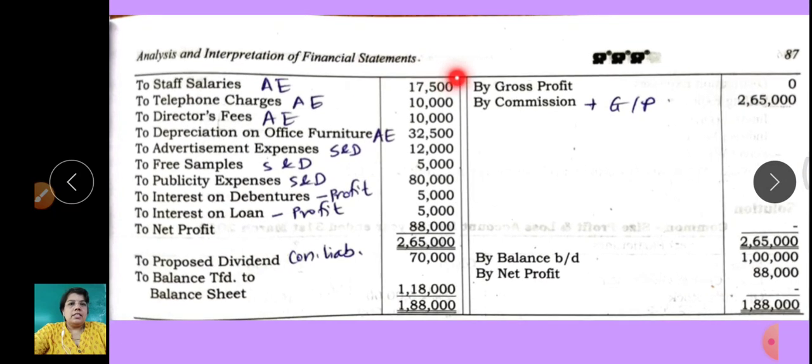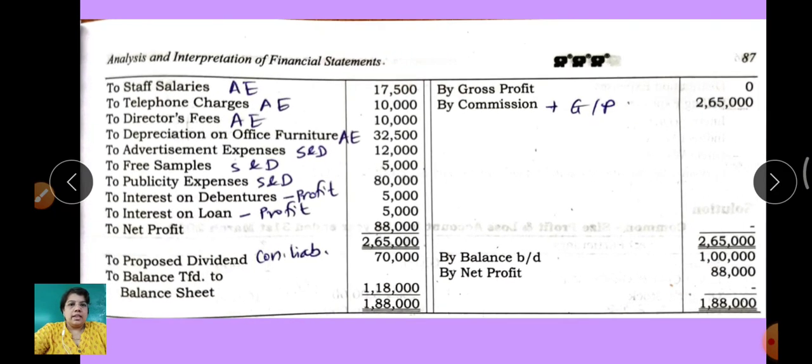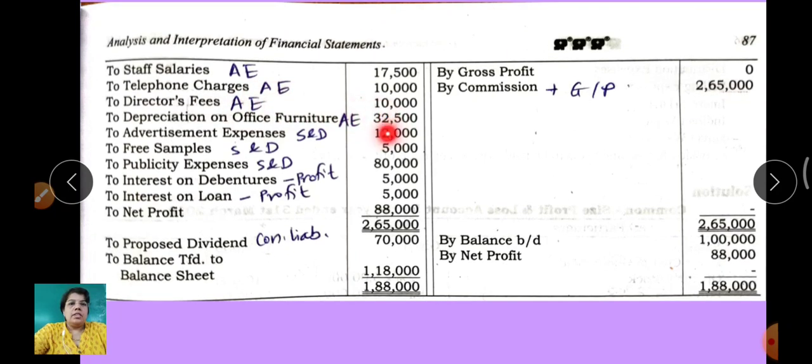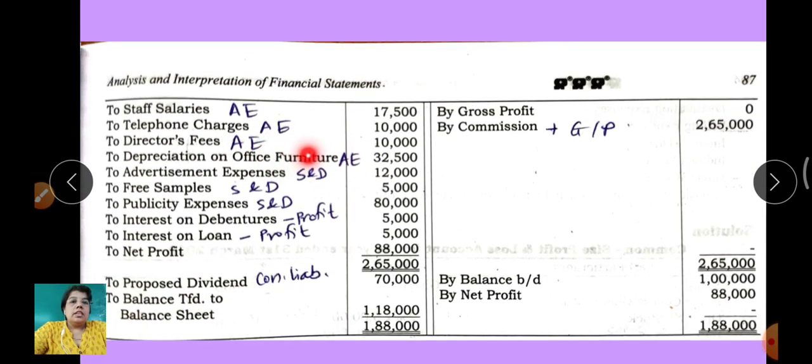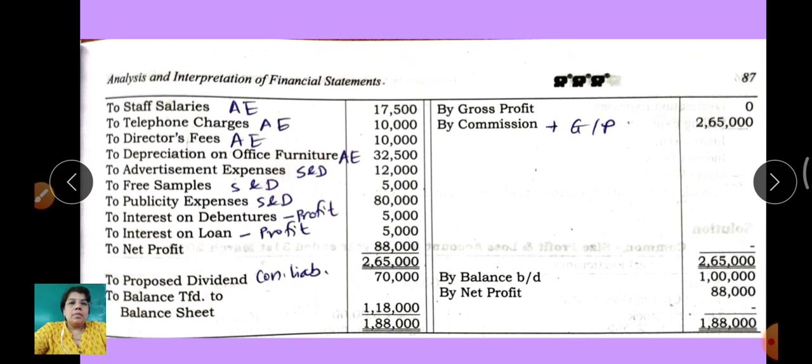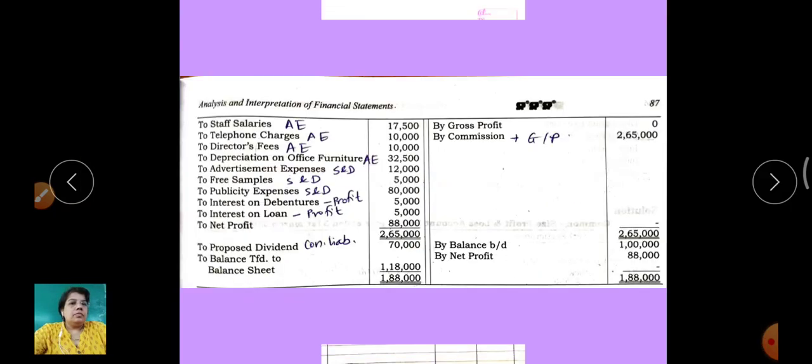Further, staff salaries, telephone charges, directors fees, depreciation on office furniture, all these four are administrative expenses. Then advertisement expenses, free samples, publicity expenses, all three are selling and distribution expenses. Interest on debentures and interest on loan will be deducted from operating profit before interest. Commission will be added to the gross profit, right?